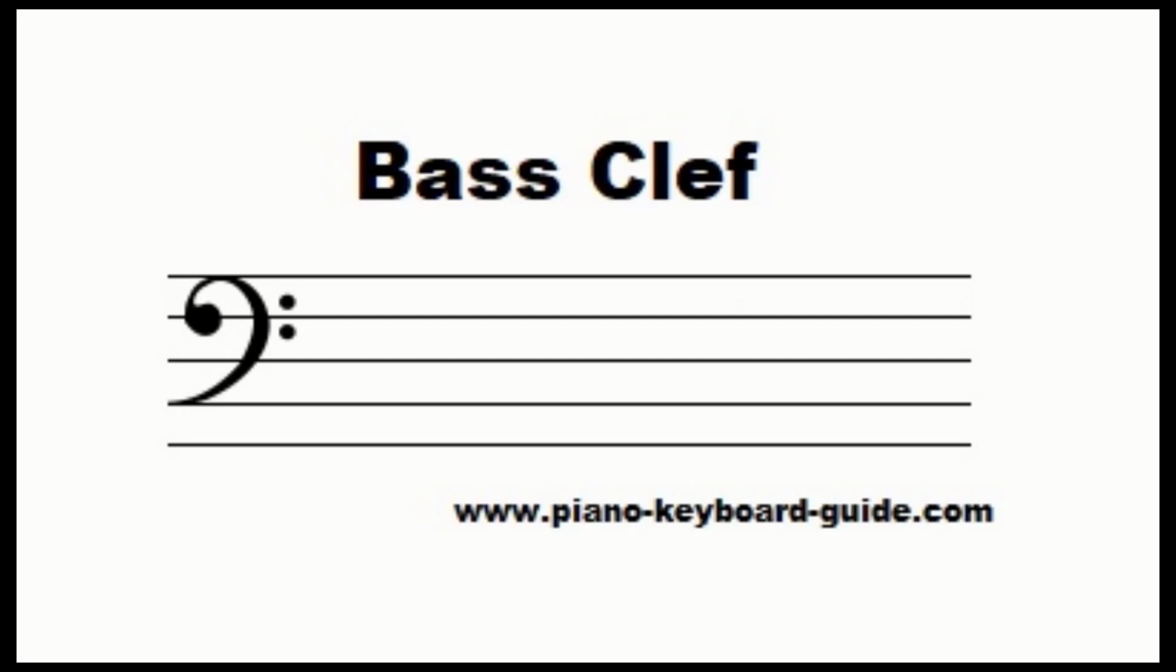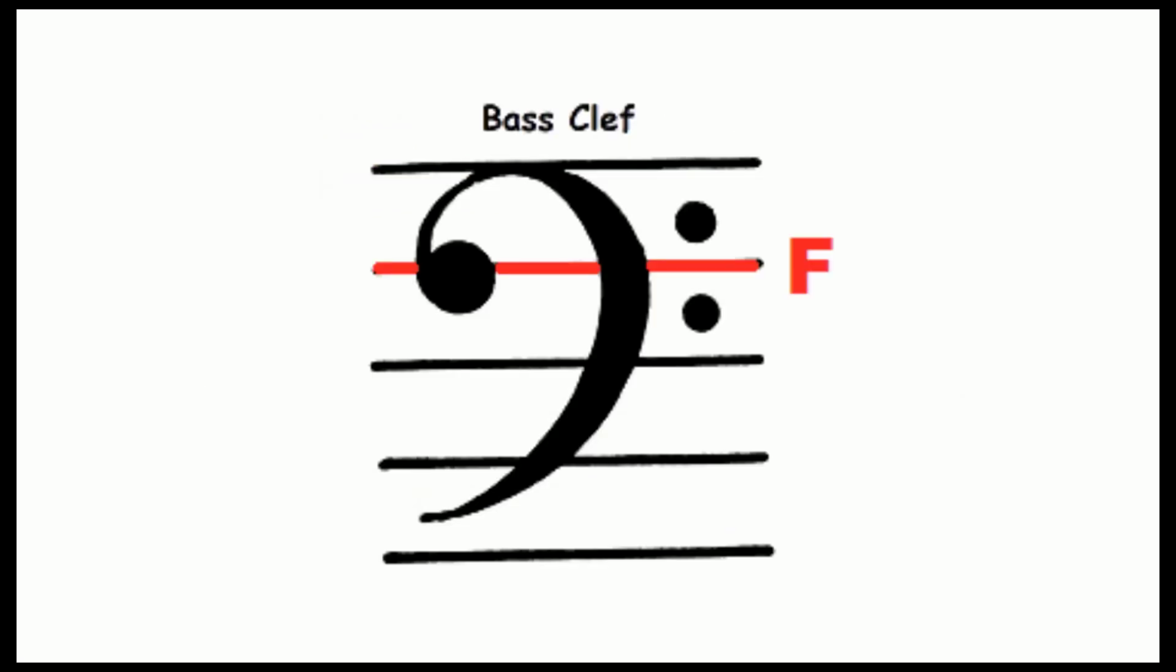The bass clef. Let's now take a look at the bass clef. This clef follows the same logic as the treble clef, but the location of the notes is different. The bass clef is also known as the F clef. This symbol originates from the Gothic letter F. The dots of the F clef are on either side of the F line or the 4th line.